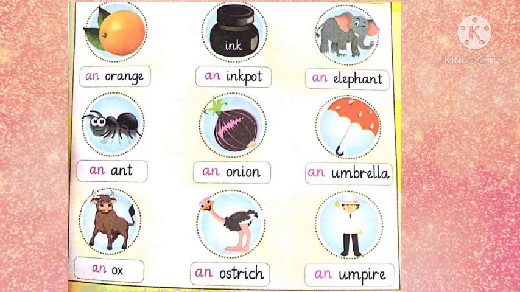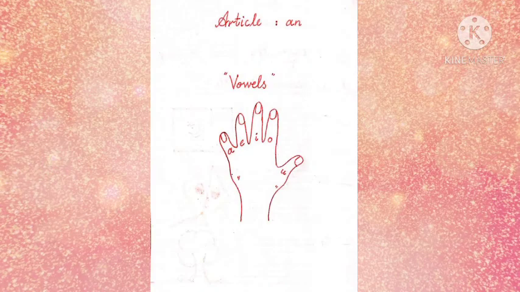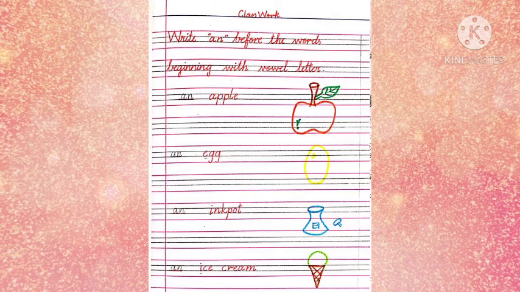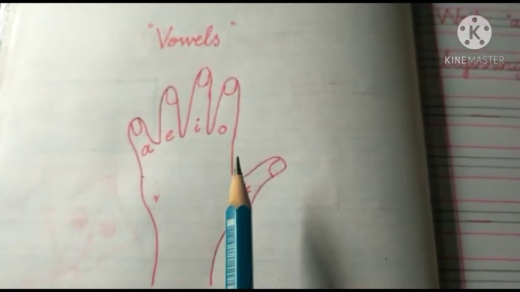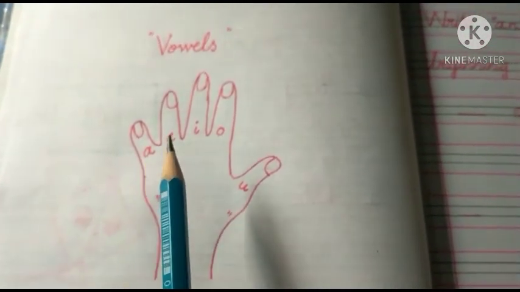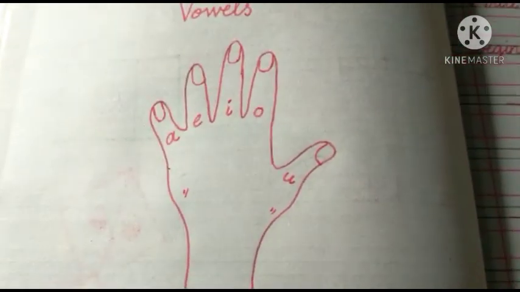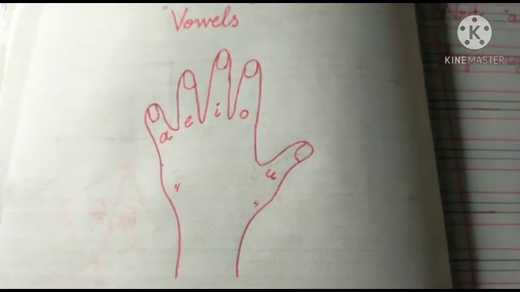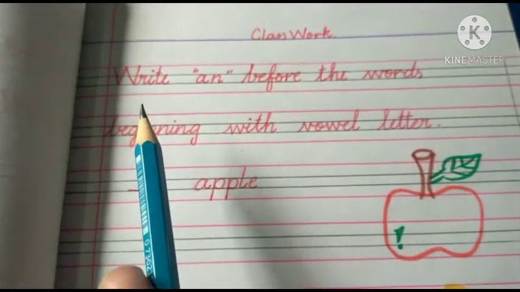After completing your reading, now you will do your written work on your notebook. So you will prepare your notebooks according to the task. Write an before the words beginning with vowel letters, with vowels A, E, I, O, U. There are 5 vowels. We have 5 fingers and we have 5 vowels. We can count on our fingers.